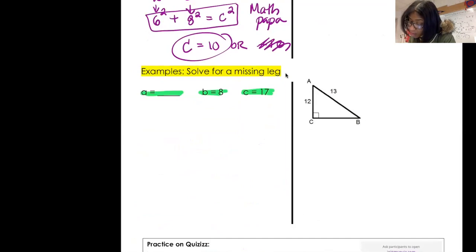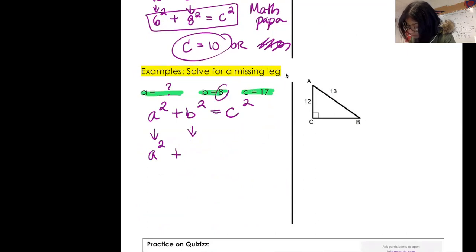Step 3, the formula, a squared plus b squared equals c squared. For a, it's unknown, so I'm gonna use a squared plus b is 8. 8 squared equals c is 17. 17 squared, okay? Again, we are going to put this equation here into Math Papa.